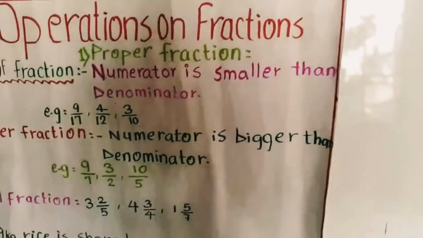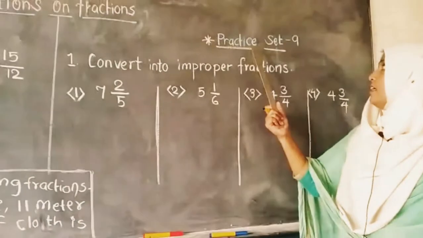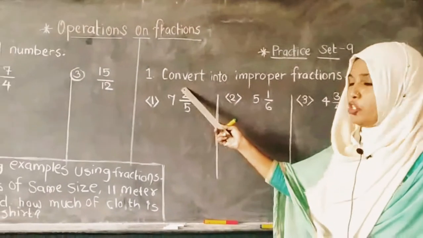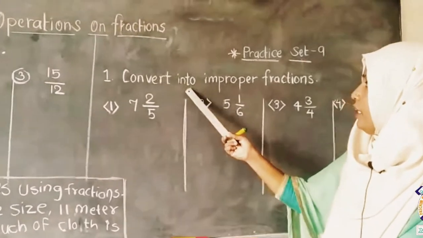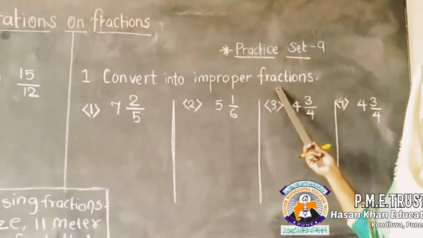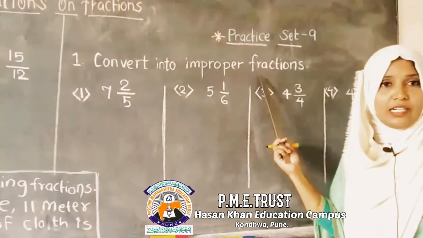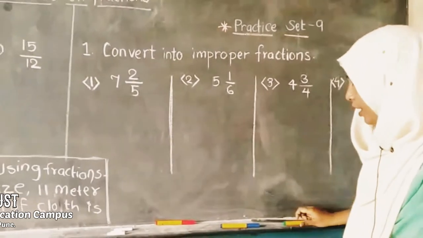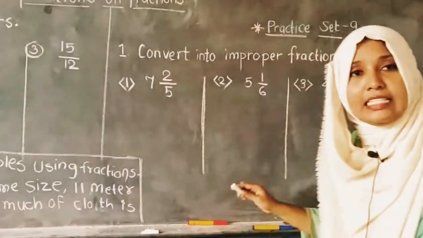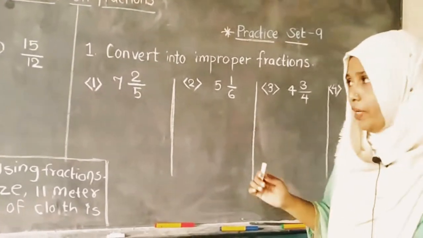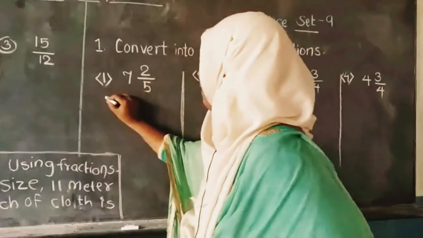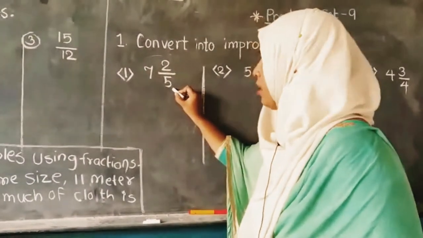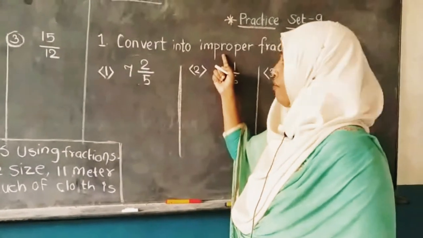Now we solve exercise number 9. Okay, in this first one, what is the question? See here, convert into improper fraction. Improper fraction, you have studied what improper fraction is. See here, in an improper fraction, the numerator is greater than the denominator. Firstly, you have an example. This is a mixed fraction. Convert into an improper fraction.